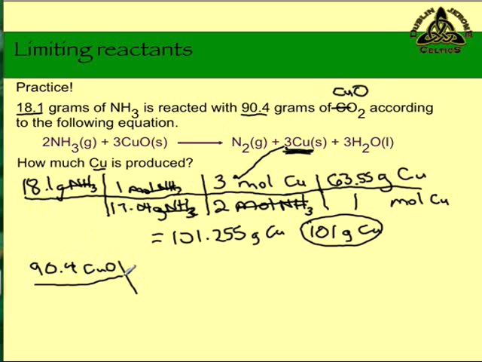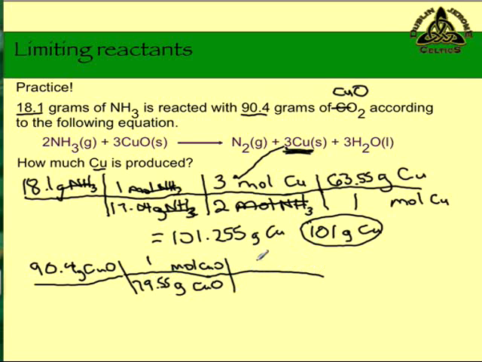So we're going to set up another dimensional analysis problem with 90.4 grams of copper oxide. We're going to set it up basically the same way. The setup is really similar, except we're starting with grams of copper oxide instead of grams of NH3. So 1 mole of copper oxide, and the molar mass of copper oxide is 79.55. So we're going to continue the dimensional analysis here.